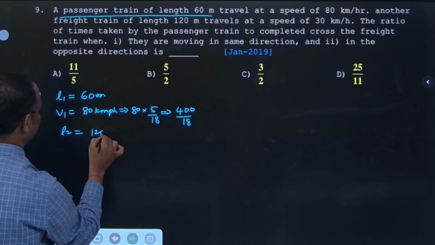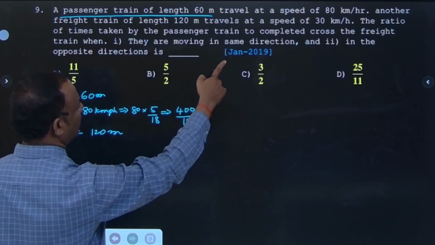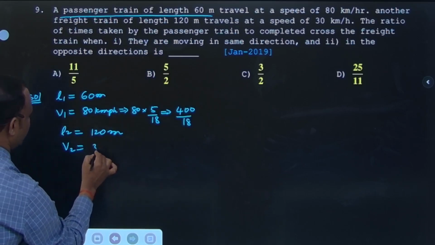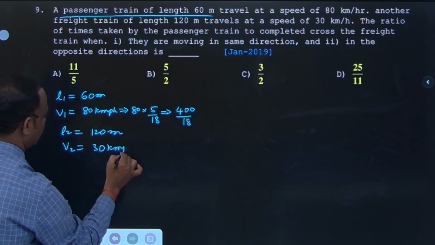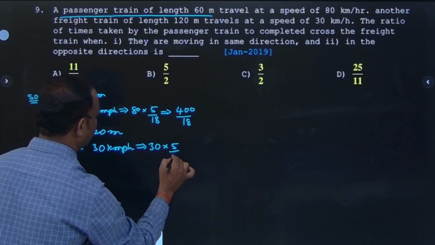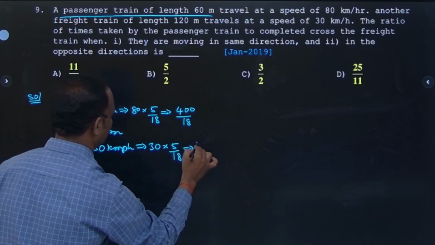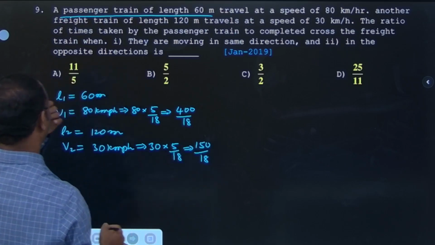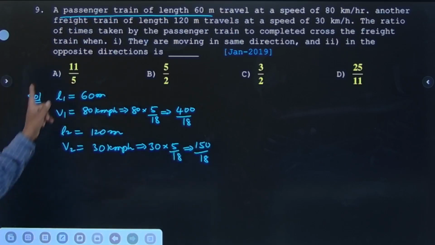It's 120 meters. And the speed V2 is given as 30 kilometers per hour, which is 30 into 5 by 18, that is 150 by 18. Okay, so the question asks for the ratio of times taken in the two cases.